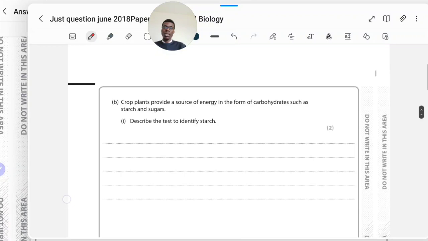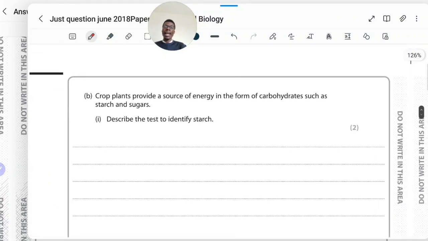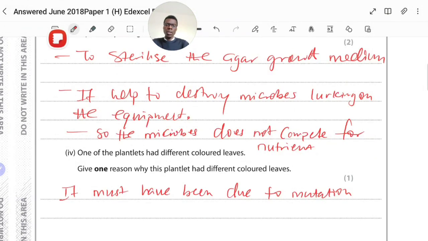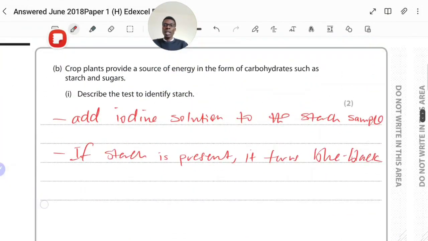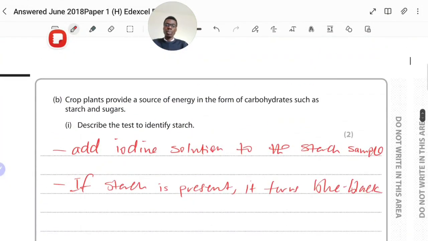All right, so the next question says, crops provide a source of energy in the form of carbohydrate such as starch and sugar. Describe the test to identify starch. This is very simple. You can also try to watch my video on the test for starch. It is maybe 2 or 3 minutes, a very short video. So let's see the answer here. Add iodine solution to the starch sample. If the starch is present, it will turn blue-black. All right, moving on.